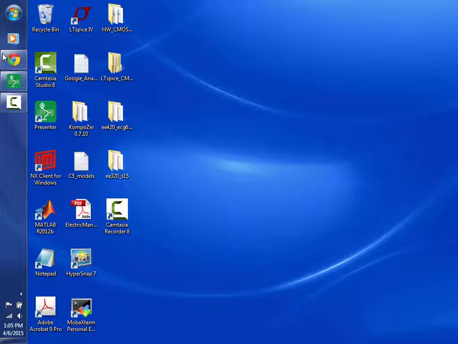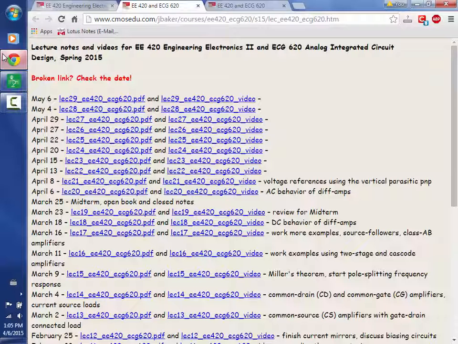Alright, so I want to work one of the test problems. Before I do that, today we're going to talk about AC behavior, the diff amps, how to calculate AC gain, common mode gain, all that stuff. Then Wednesday we'll do voltage references, basically band gaps. And then after that we'll move into chapter 24 and talk about op amps.